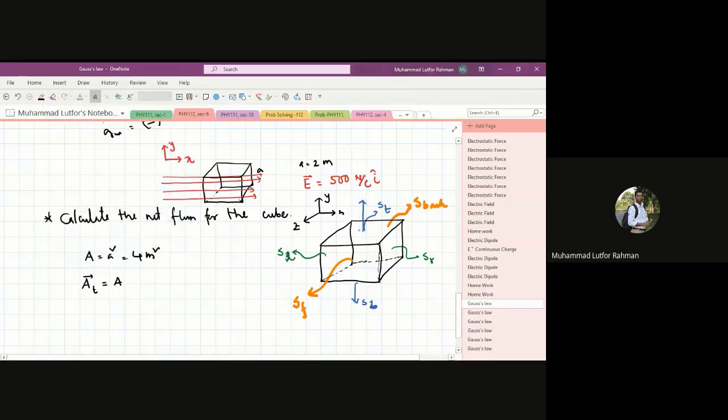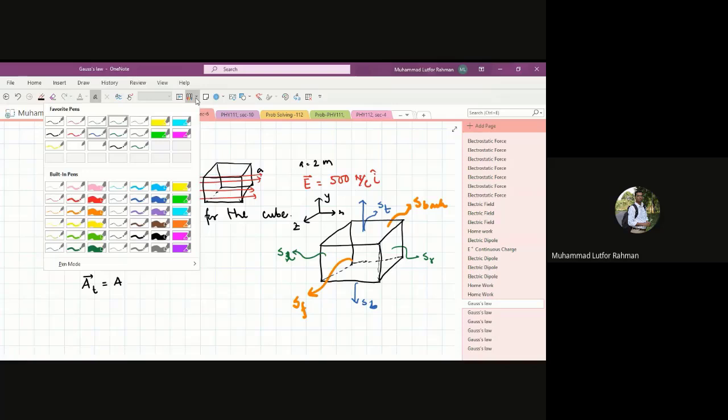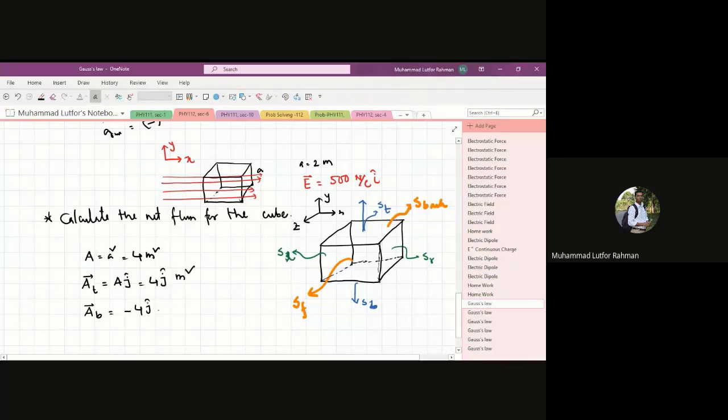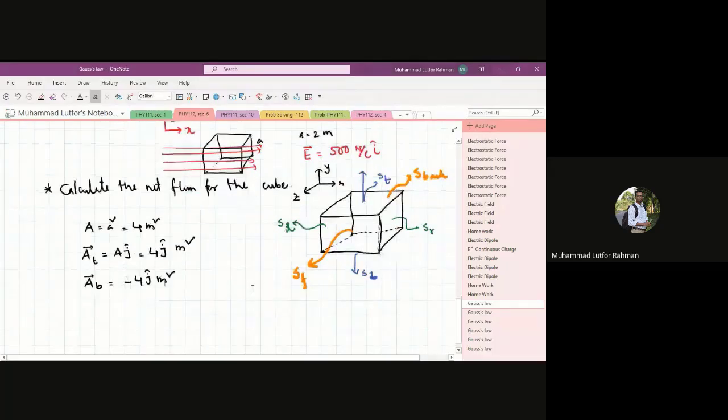It means it will be towards that Y direction. Then I can write this top surface area would be basically A into Z hat. So I'll write down 4 Z hat meter square. By the same analogy, I can write, say, bottom surface would be minus 4 J hat meter square. Do you understand this thing? This is very important to understand or calculate the flux for different shape of object.